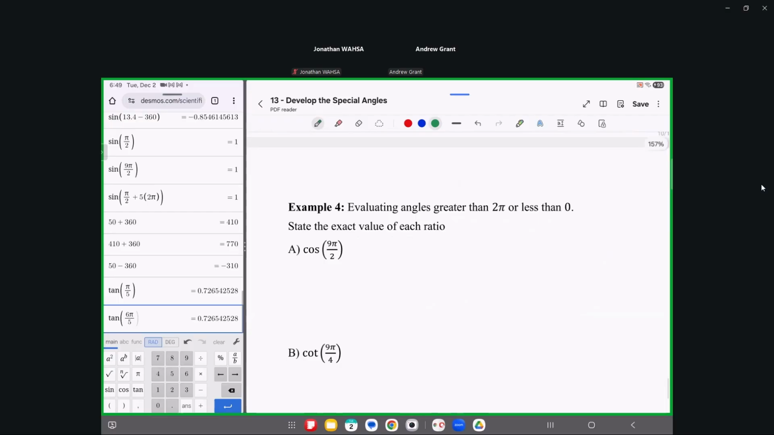Okay. And so we can use the idea of a coterminal angle to evaluate angles greater than 2 pi or less than 2 pi. So for example, what is cos of 9 pi over 2? Well, we're going to utilize a coterminal angle. So cos of 9 pi over 2 is quite large. However, what I can do with 9 pi over 2 is minus just 2 pi, right?